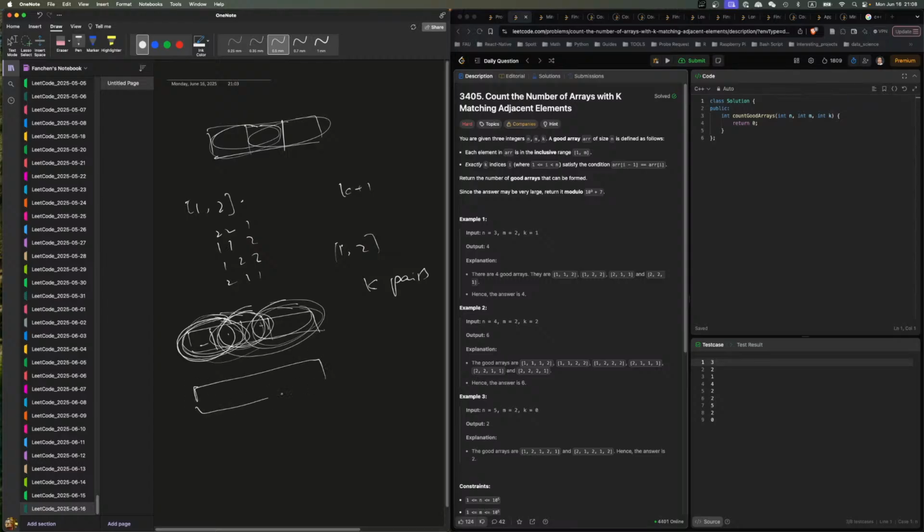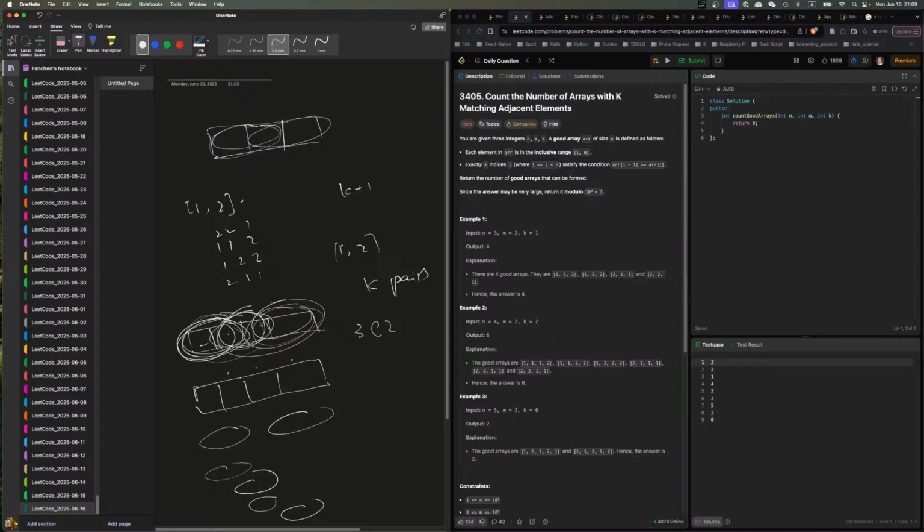Okay, let me think about it again. 1, 2, 3. Right, so I can have this pair and this pair, or this pair and this pair, or this pair and this pair. Basically, I have these 3, right? And we can pick and choose. So does that cost like 3 choose 2? Because I need to pick 2. Right? I have 3 positions, I pick 2.